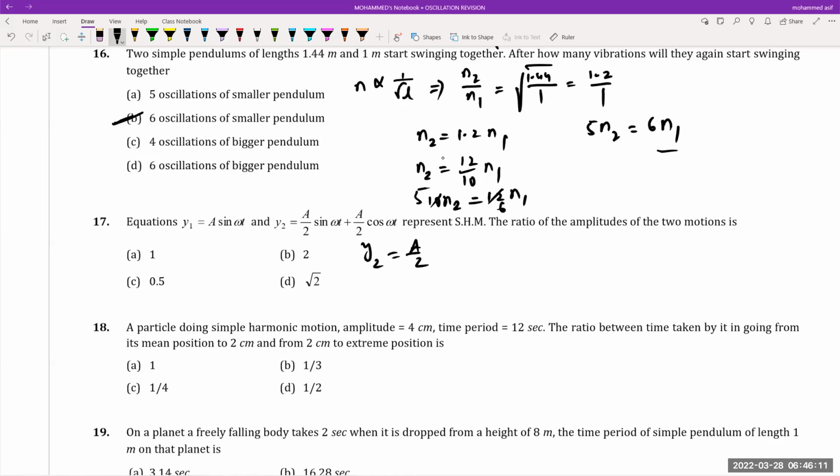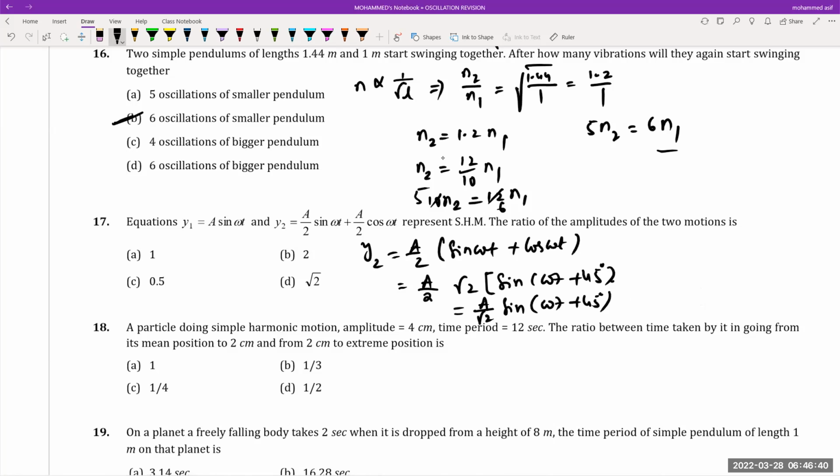y2 is equal to a by 2 कॉमन हो जाएगा. This will be sin omega t plus cos omega t. तो ये हो जाएगा मेरे पास a by 2, this one is root 2 into sin of omega t plus 45, यानी this will become for me a by root 2 into sin omega t plus 45. दोनों का एम्पलीट्यूड देख लो कितना आ रहा है. a1 divided by a2. a1 के लिए तो ये है और a2 के लिए a by root 2 है. तो ये चलेगा, isn't it? That is equal to root 2 आना चाहिए, d.